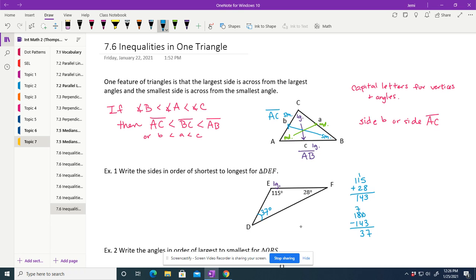All right. I want the sides in order from shortest to longest. So which is my shortest side? My smallest angle is 28 degrees, so that's going to be across from my smallest side. My middle angle is 37 degrees, so that's going to be across from my middle side. And then my largest angle, 115 degrees, which is angle E, is going to be across from my largest side, like that. Shortest to largest, talking about sides, good.